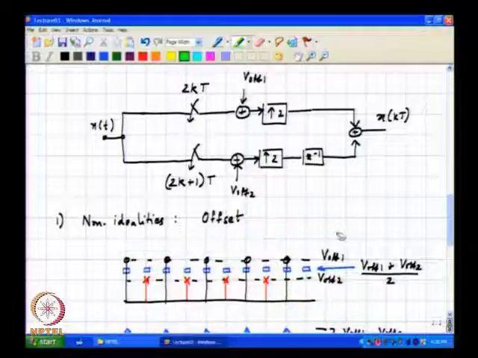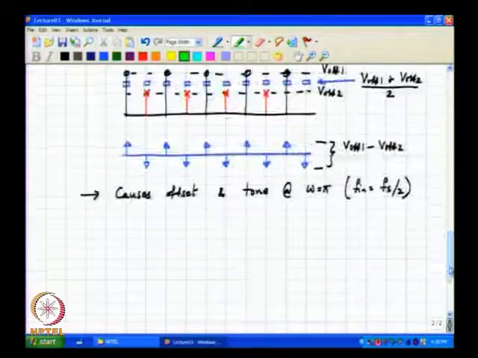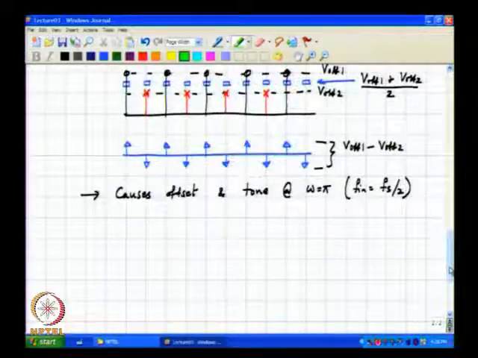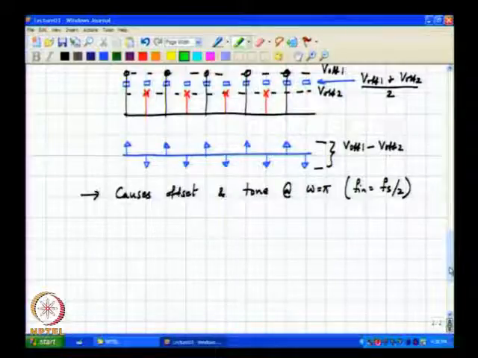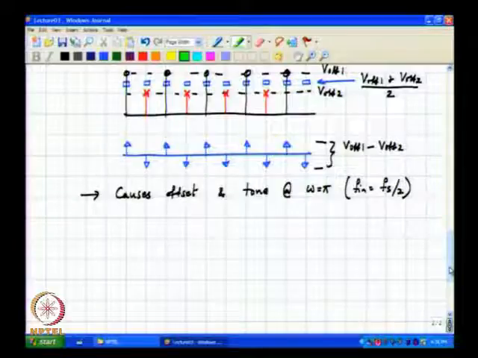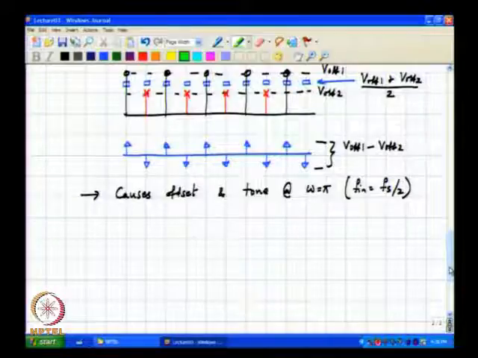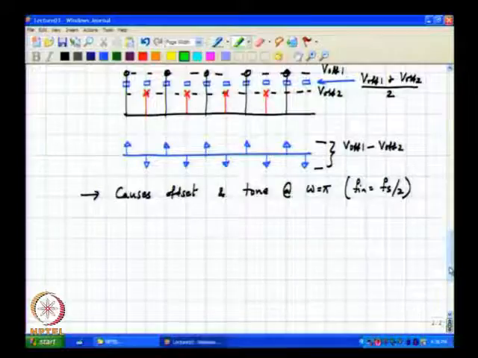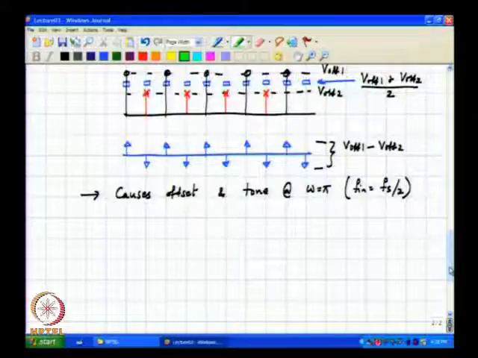So, what is the conclusion now? Therefore, what is the conclusion? Yes, so basically if you have offsets in each of these channels, the output spectrum will be the ideal spectrum plus DC offset plus a tone at omega equal to pi.